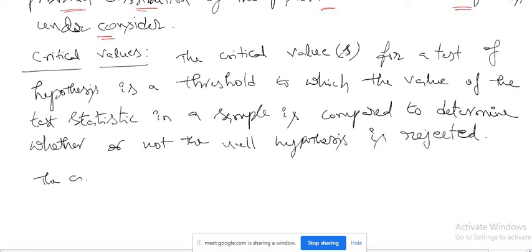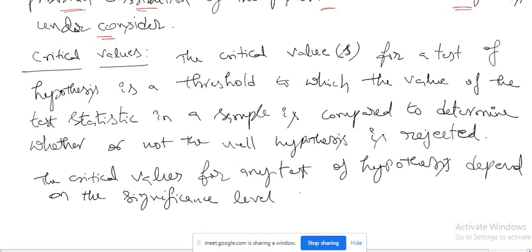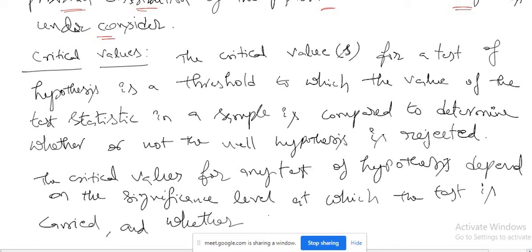The critical values for any test of hypothesis depend on the significance level at which the test is carried, and whether the test is one-sided or two-sided.